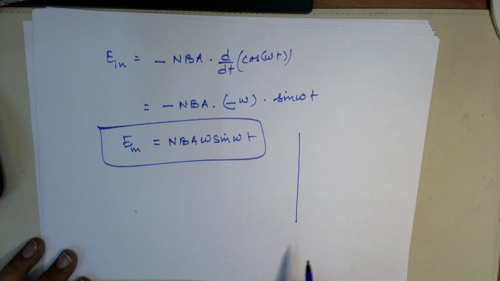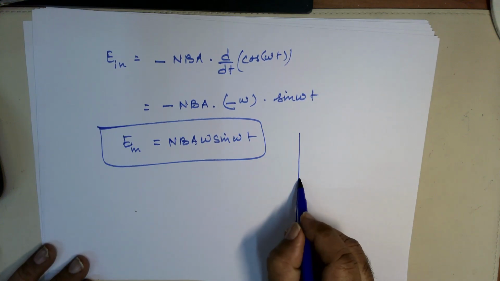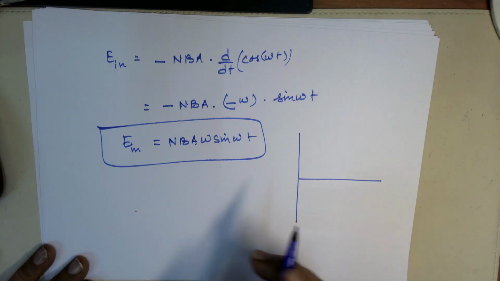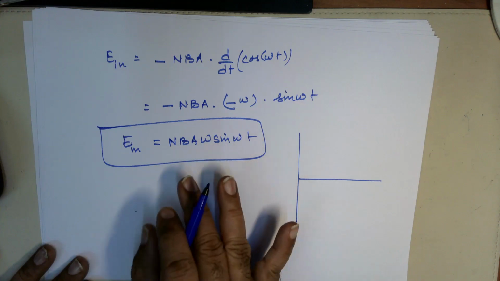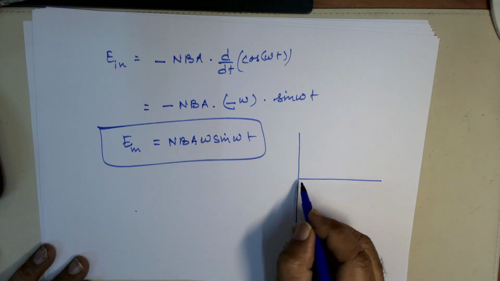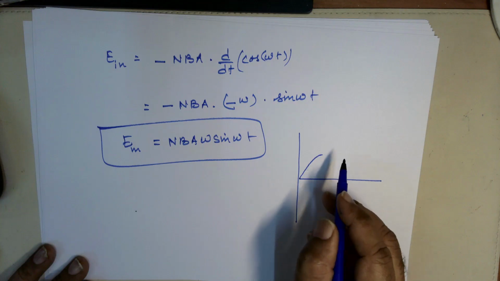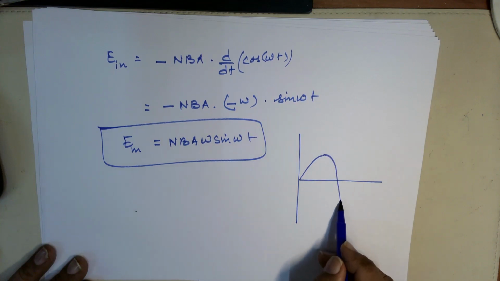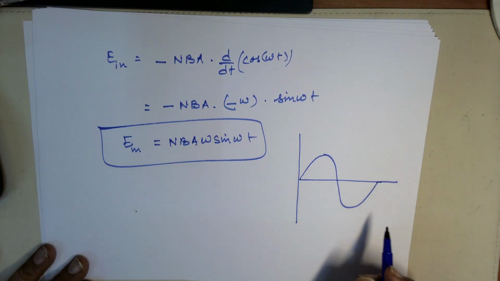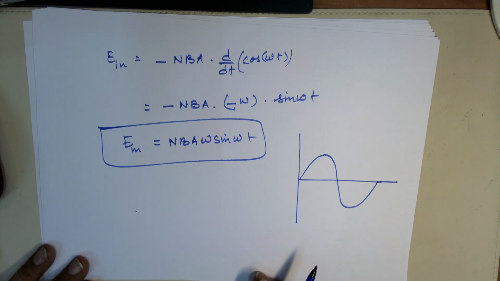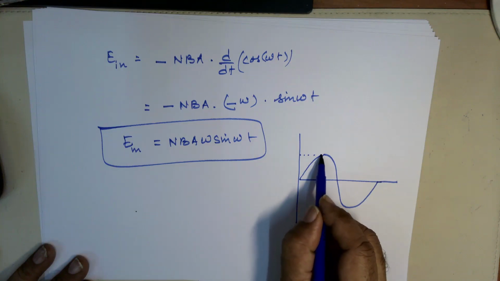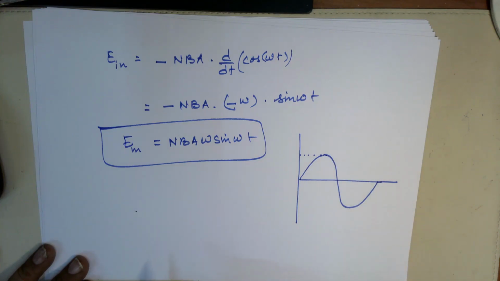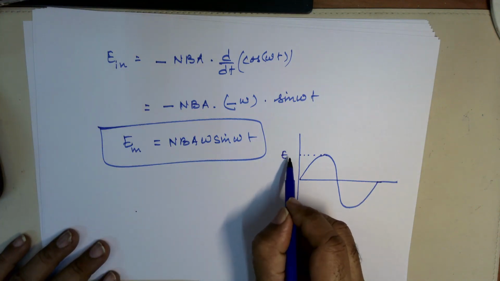Now let us draw a plot. It is a sine wave. This is a sine function. For the sine function, we know the maximum can be 1, right? Are you able to follow? We are studying trigonometry. So in the y-axis, it can go up to 1. It means the maximum is when sin omega t is equal to 1, and E can be maximum. We can call it E naught.